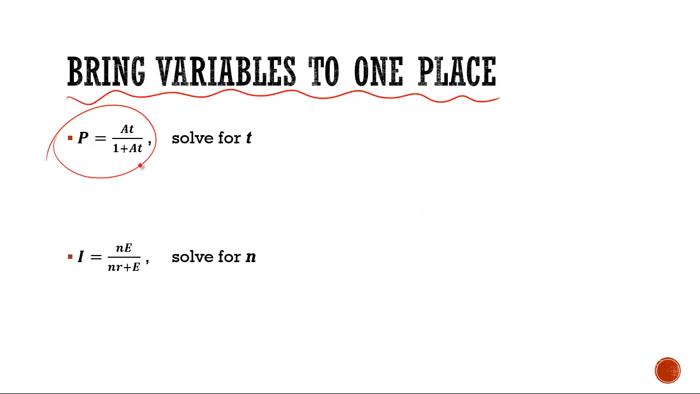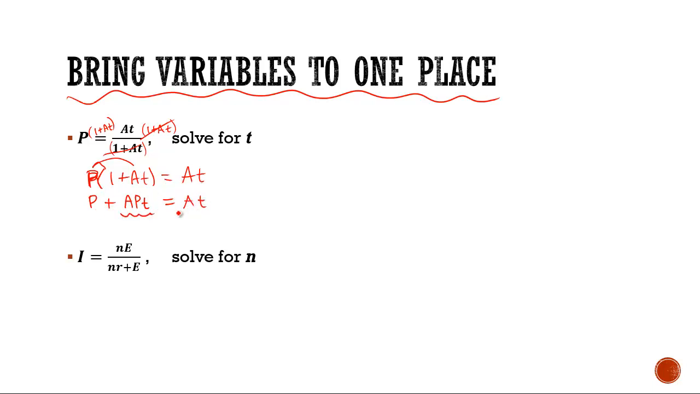We want t by itself, so let's first get it out of the bottom. To do that, we need to multiply by the denominator, 1 plus at. So that'll leave us with p, bracket, 1 plus at, equals at. Now, let's multiply that out, distribute. So we get p plus apt. The order doesn't really matter there. I'm just trying to keep it as alphabetical as I can.